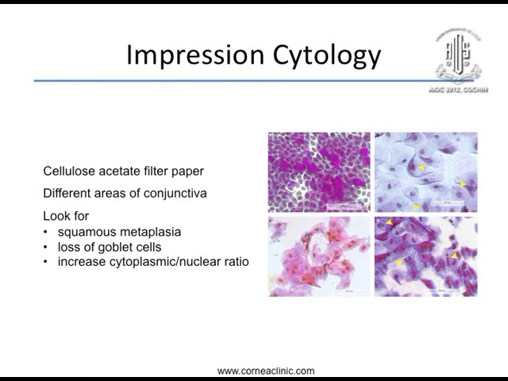This is a normal one. Here you can see this arrow shows a double nucleus in the cell. Here you can see some amount of keratinization.